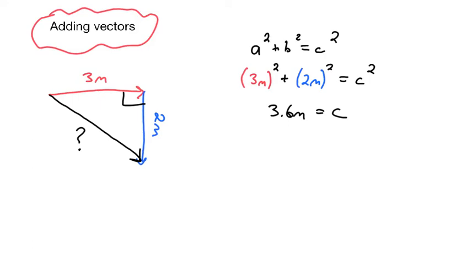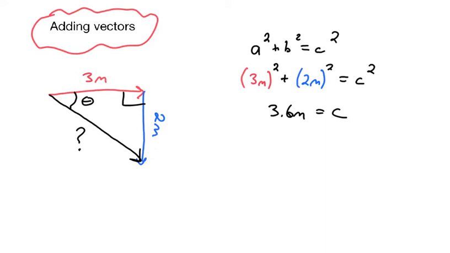Now, the other piece that we would want to do with this, maybe, is figure out what direction we are from our starting point. We know we're 3.6 meters away from the starting point, but which way? So I'd be interested then in figuring out what this angle theta is.